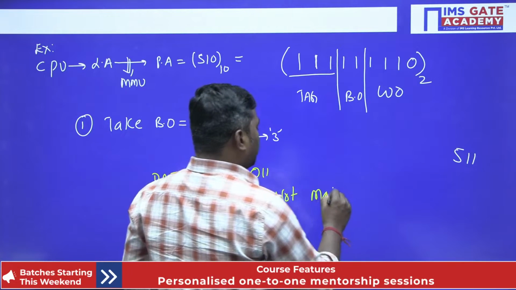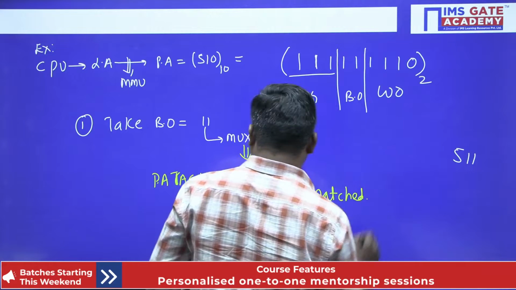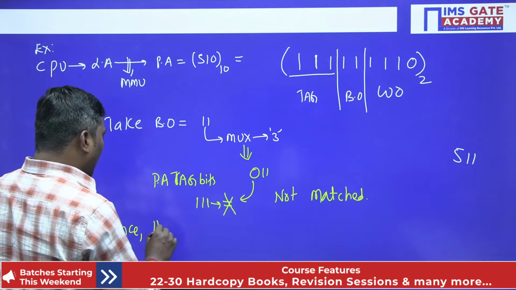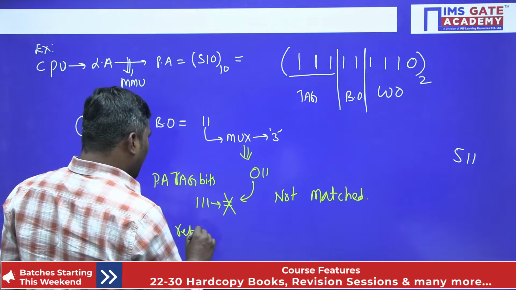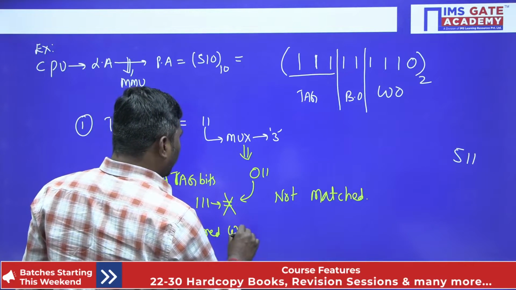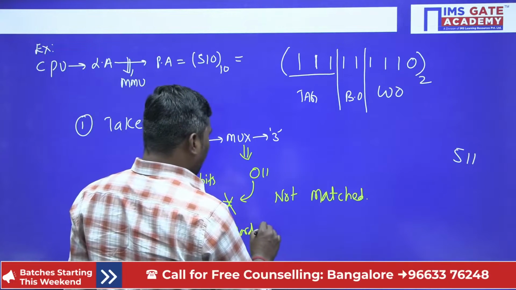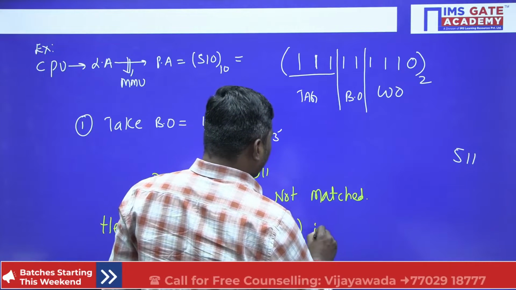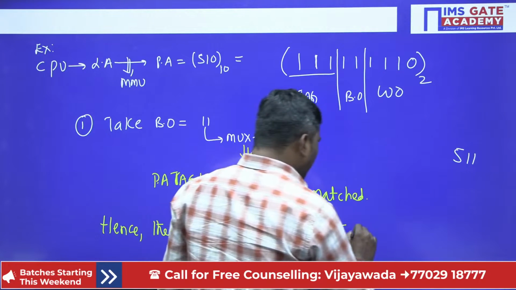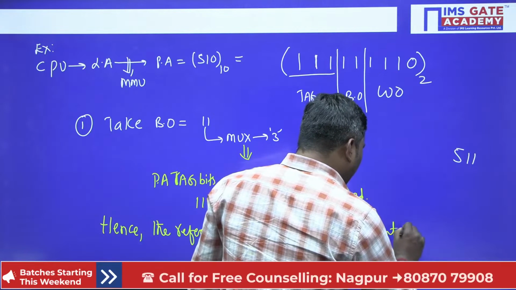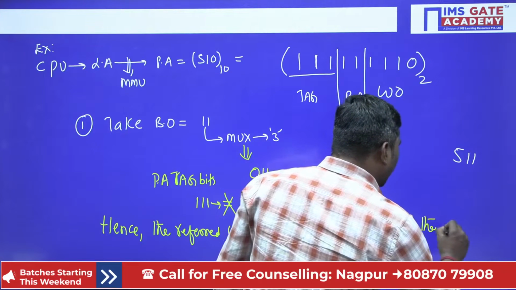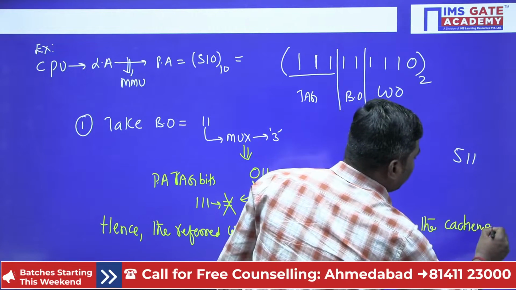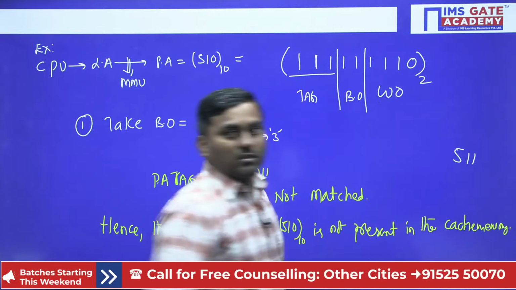Please understand. So not matched means what? So what can I conclude? Hence, the referred word number 510 in decimal is not present in the cache memory. So this is a conclusion.